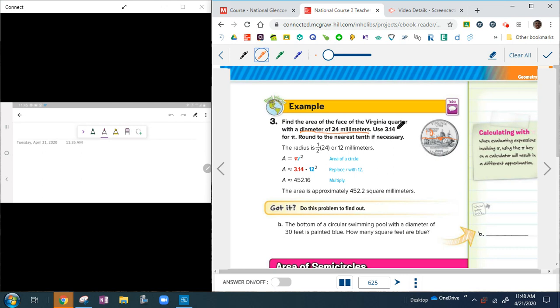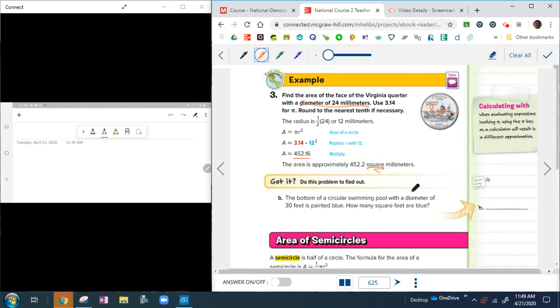It says use this approximation, 3.14. So put the 12 in, make sure you follow order of operations. 12 squared is 144, times 3.14, and there is our approximate answer for this. And what type of units? Area is always measured in square units. So this is square millimeters in this case.